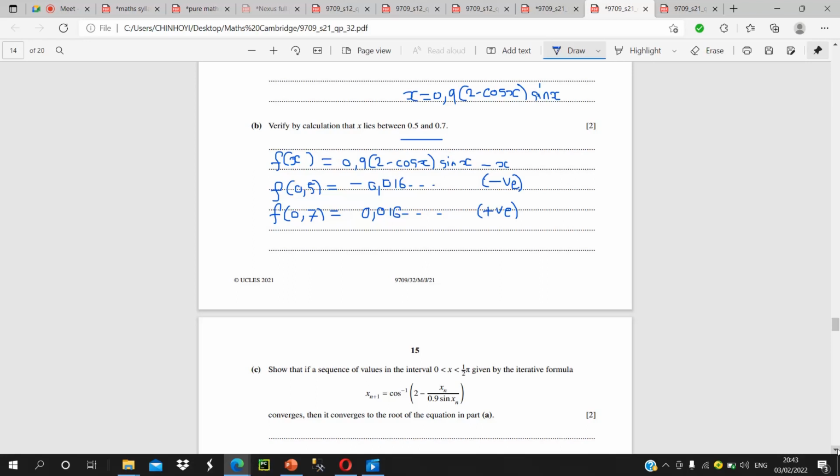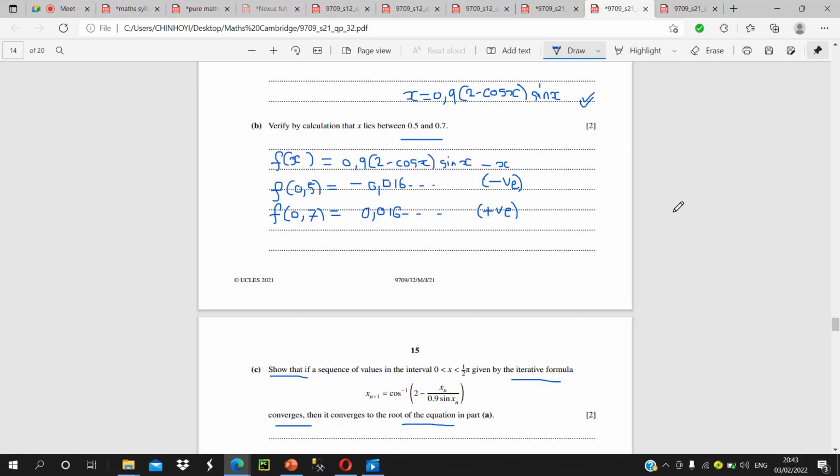Are we together? Yes. Right. Then on part C now, the one with the iterations. They are saying show that if the sequence of values in the interval 0 to pi over 2 is given by the formula, that formula, show that if a sequence of values between this is given by the alternative formula converges, then it gives a root in the equation in part 1. This is the equation.